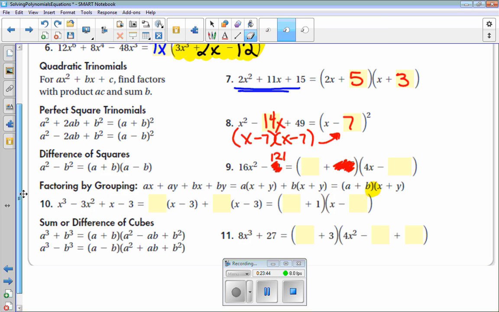Okay? So, what is the square root of 16? 4. So I know I'm going to have a 4x in the numerator. 4x is the first term in both of them. The pattern is one of the signs is a plus and one of the signs is a minus. And then what's the square root of 121? 11. So I'm going to put 11 here and 11 here. So I have 4x plus 11 and 4x minus 11. So when you're talking about a difference of squares, we really want to look at, are both of my numbers perfect squares?